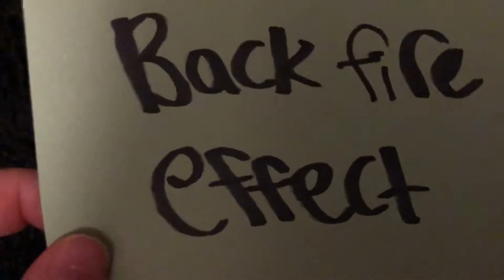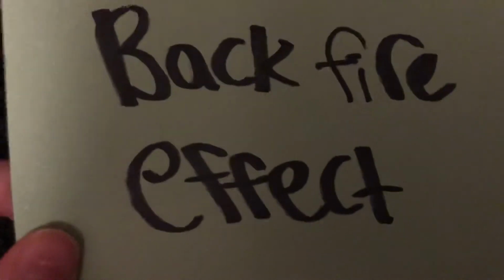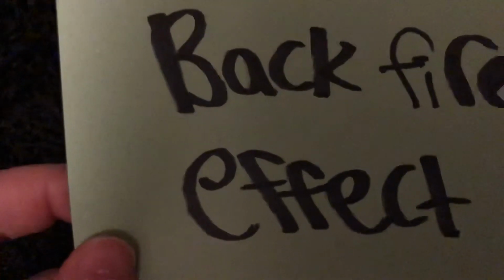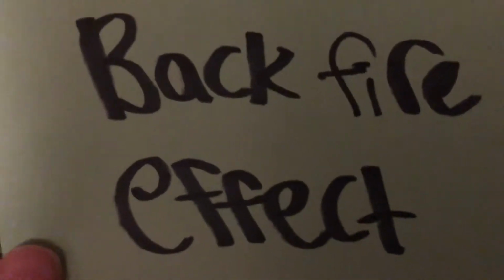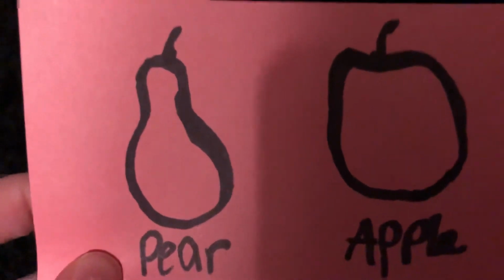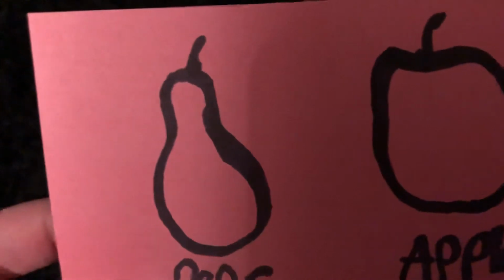The next one is going to be the backfire effect. The backfire effect is where somebody challenges our beliefs, and instead of changing them, we actually hold on to our biases even more and our beliefs even harder, and we stand up stronger for them. A good example for that would be an apple and a pear. Let's say you believe an apple is the best fruit in the world, and that's just your belief, and that's how you've always been, and you're not going to change.